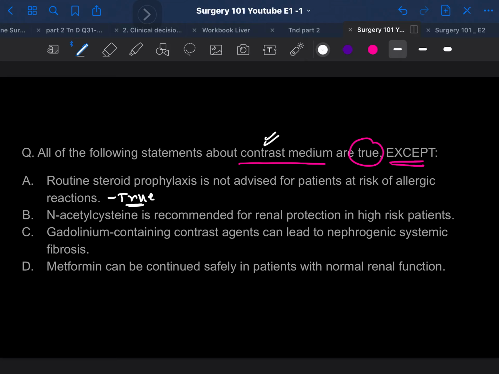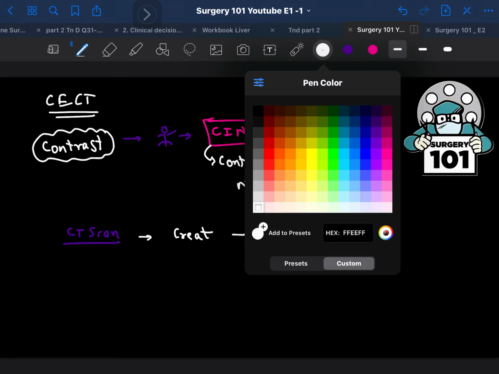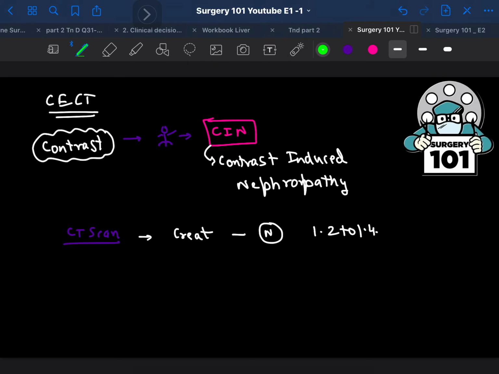Now, let's talk about this N-acetylcysteine. Let's say somebody wants to get a CT scan done. Before giving a contrast, we check for the creatinine level. Now, the normal creatinine level is 1.2 to 1.4. But even if the creatinine level is 1.8, we can give it. Even if the creatinine is 1.8, contrast can be given.